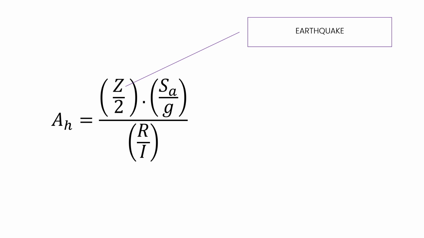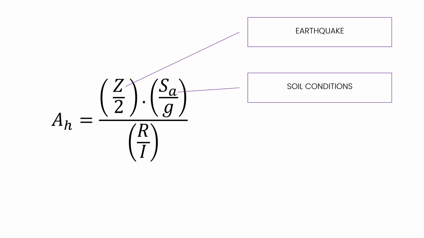So if there is a greater earthquake, of course, the value of AH should be higher. Now in this case, it's not actually the earthquake, but the probability of the intensity of an earthquake. So if you are in a zone or an area where earthquakes are more prominent, this value should be greater, which will ultimately make the value of AH greater, which will ultimately make the value of VB greater. So the first term is talking about the earthquake itself. The second term, which is SA by G, is talking about the site condition or the soil conditions. Depending upon the soil, the values will differ.